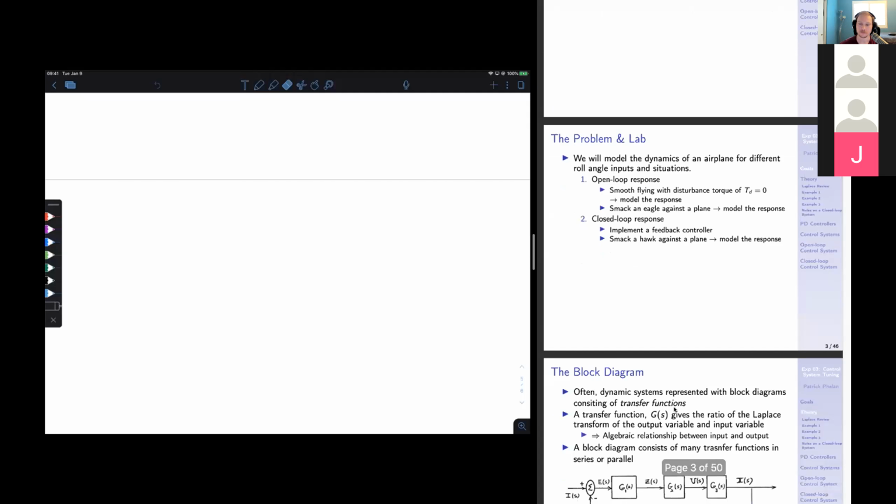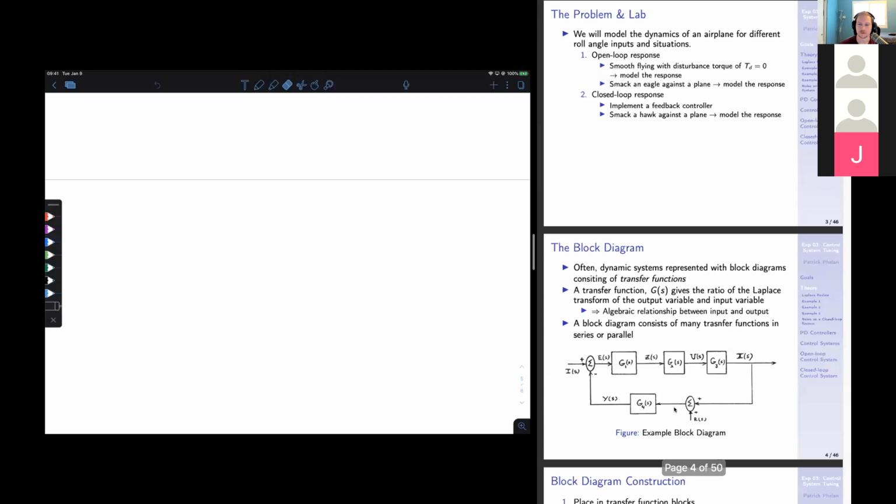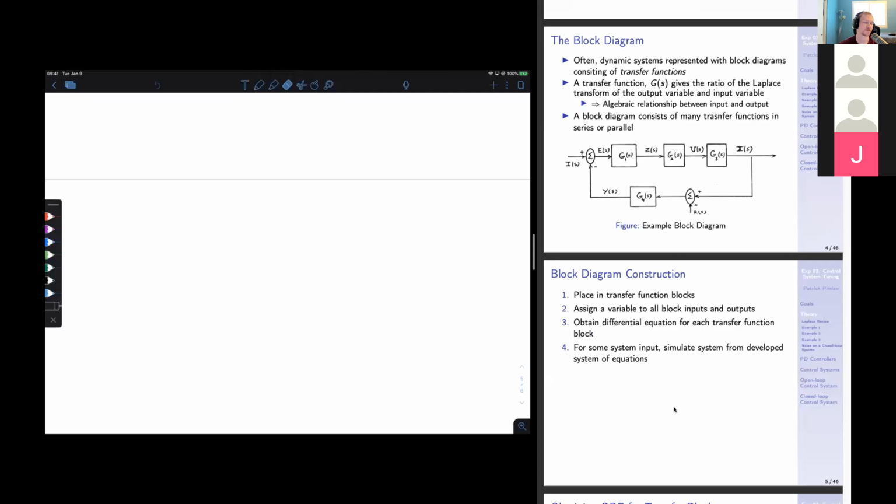Okay. So I'm scrolling with my left hand here on my laptop. It's weird.